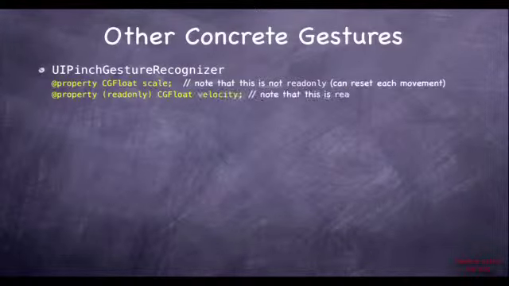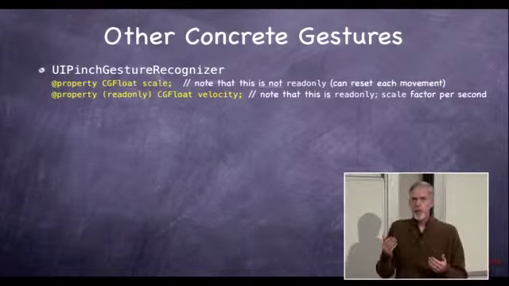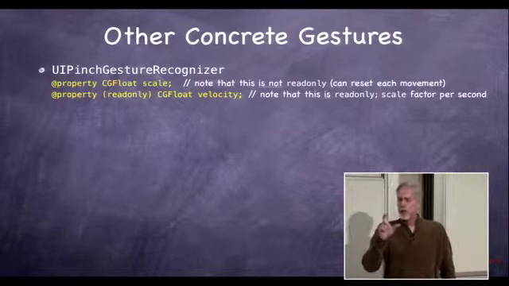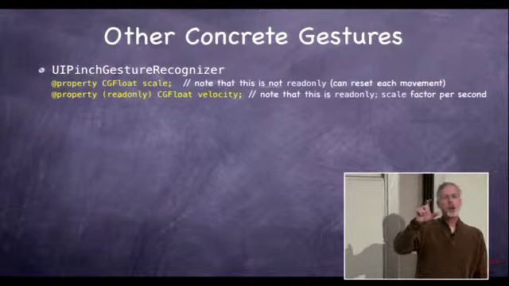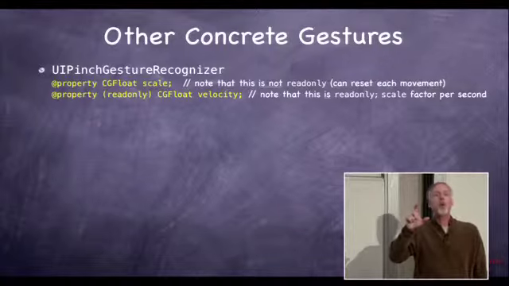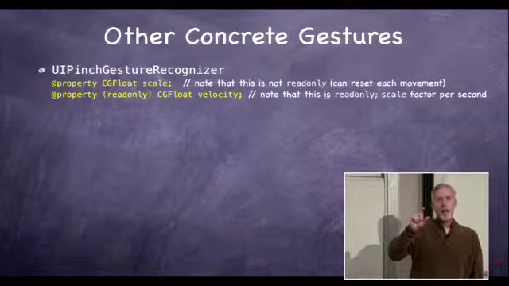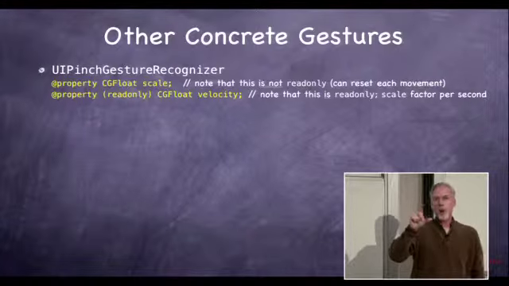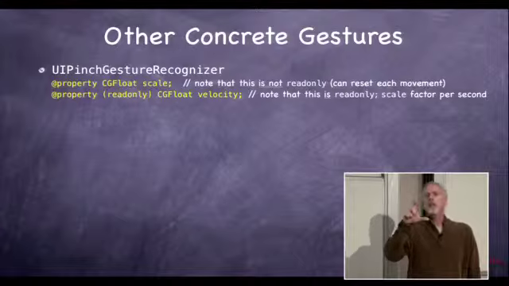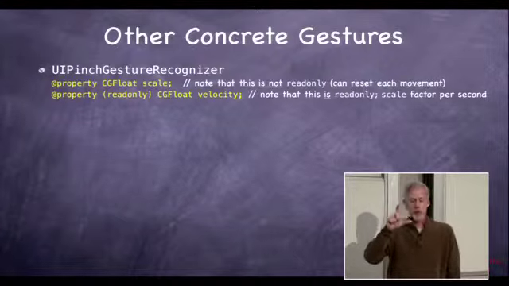Okay. Other concrete gestures that are available. There's pinch. Pinch's main property is scale, which is a float that tells you the scale. So when the pinch first starts, the scale is 1. As it moves out, the scale will be 1.07, 1.1. If it moves in, 0.9, 0.8. And again, scale is writable, so you can always reset the scale back to 1, and then every time it moves, you'll be getting it relative to the last scale. Okay, so incremental as opposed to combined.